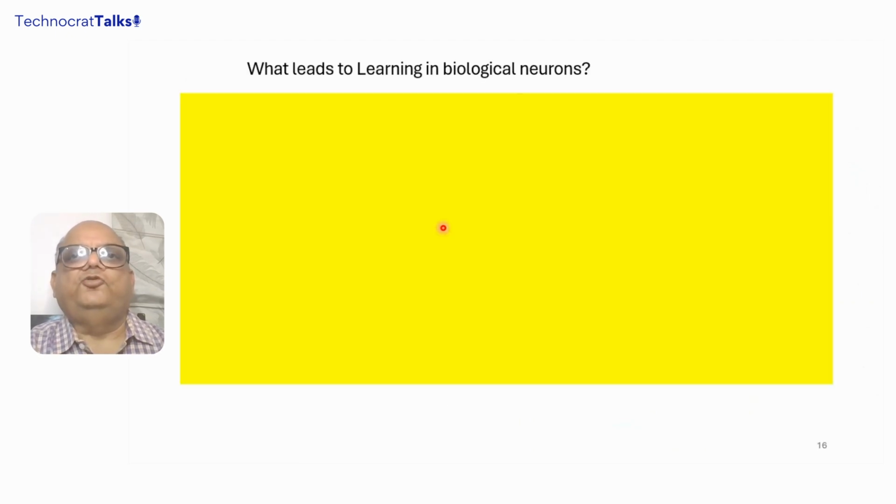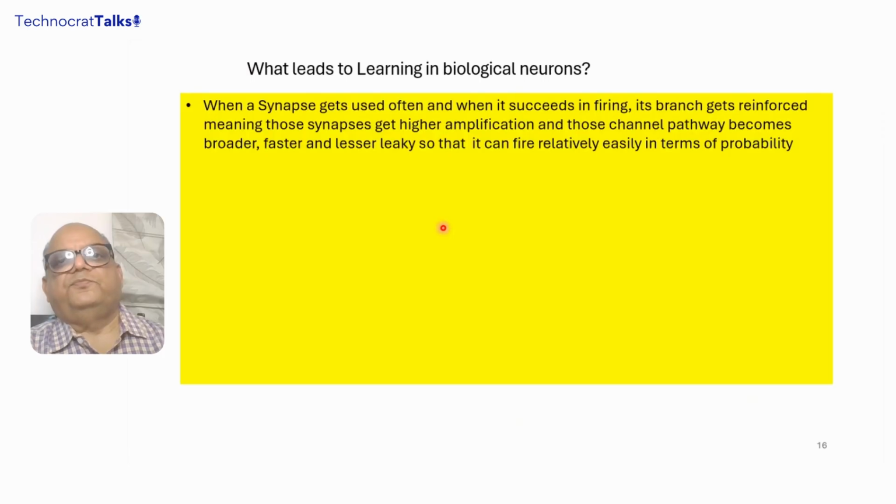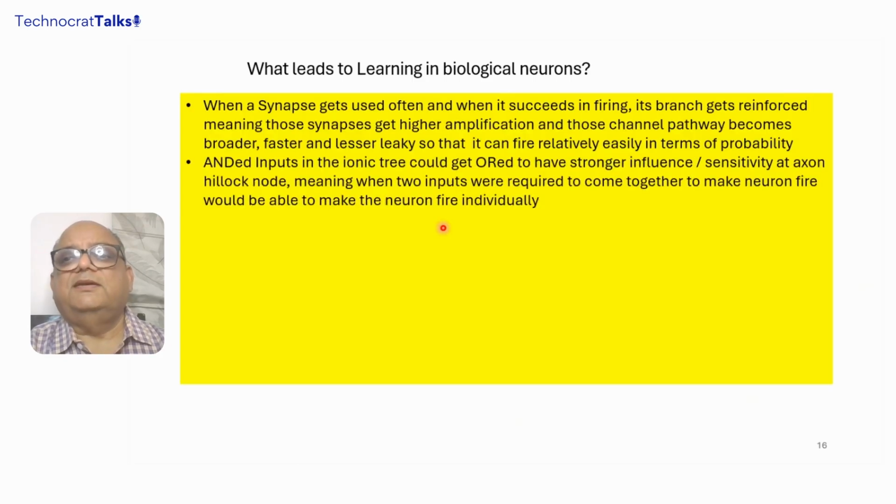Now, what leads to learning in a biological neuron? When a synapse gets used often and when it succeeds in firing, its branch will get reinforced, meaning the synapses get higher amplification and those channel pathways become broader, faster, less leaky, so that it can fire relatively easily next time in terms of probability. Everything is, of course, statistical probability, but the probability improves.